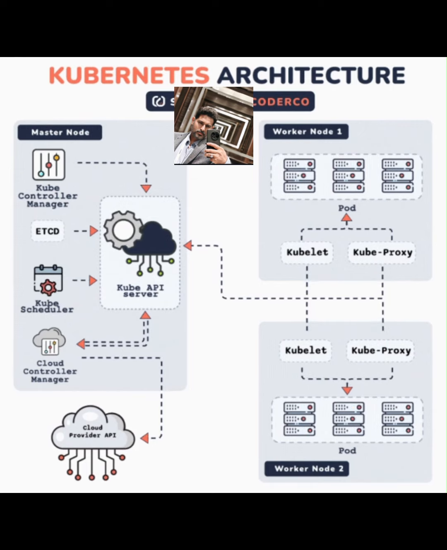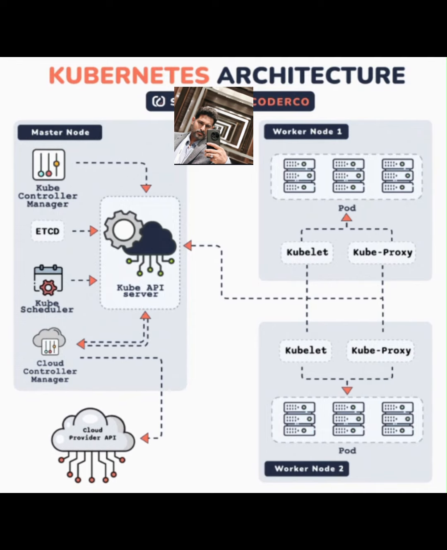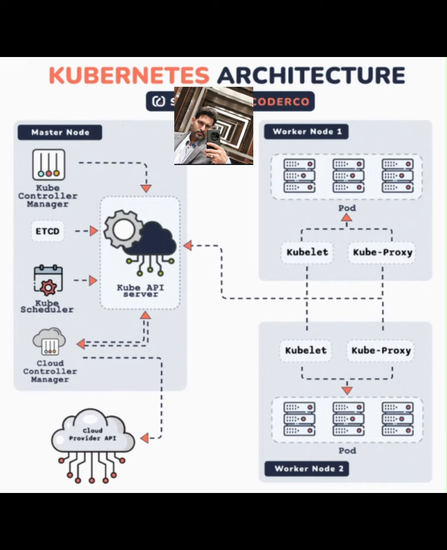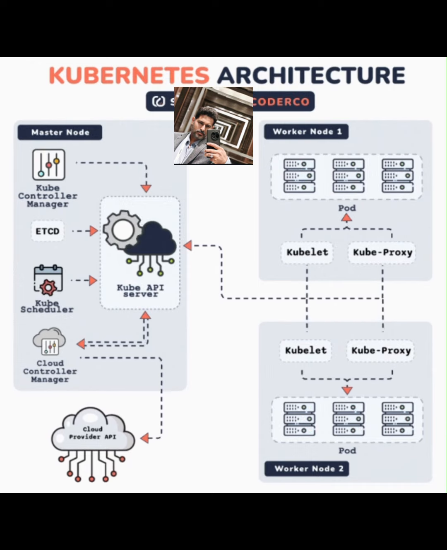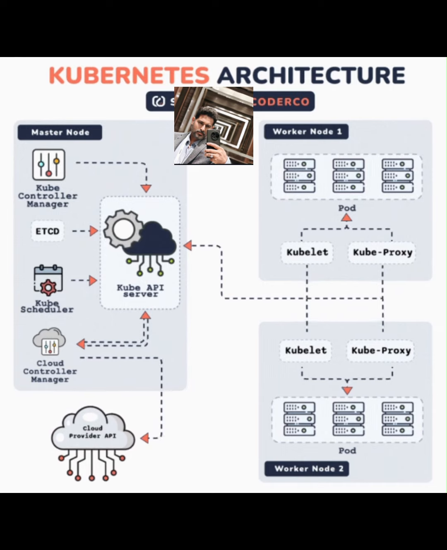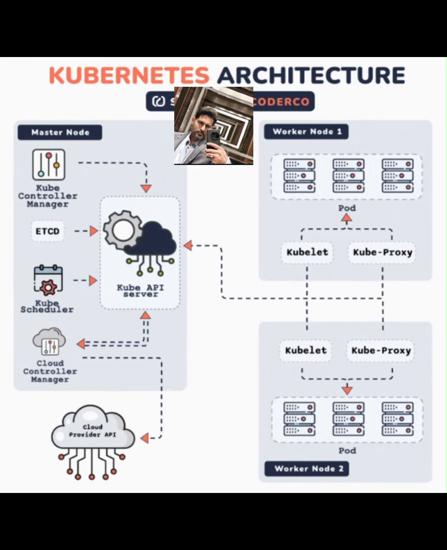All these components on the control plane and data plane work together to manage Kubernetes objects. These are the building blocks you define, things like pods, your container wrappers, deployments, how you manage updates and scaling of your app, replica sets, ensuring a specific number of pods are running, services, how you expose your application for network access, and many more.